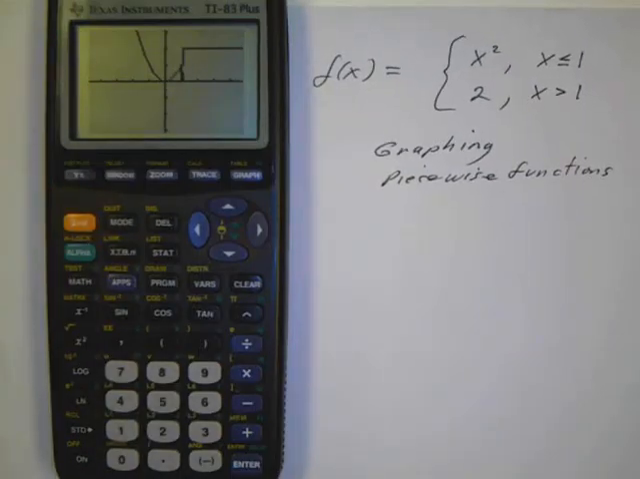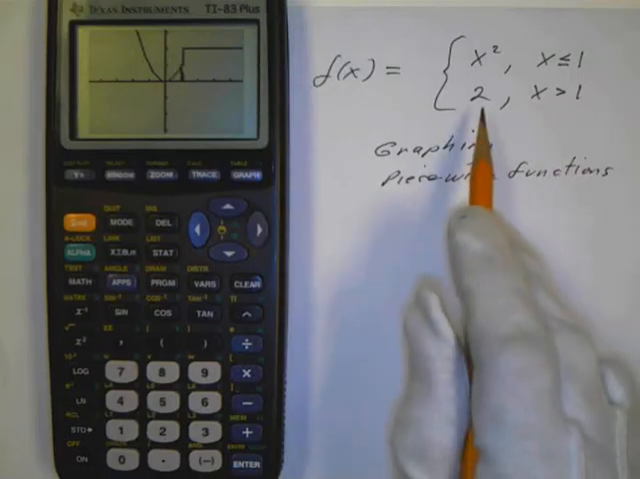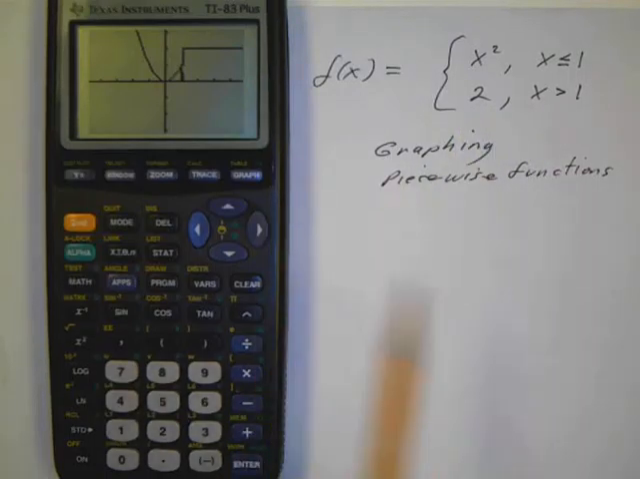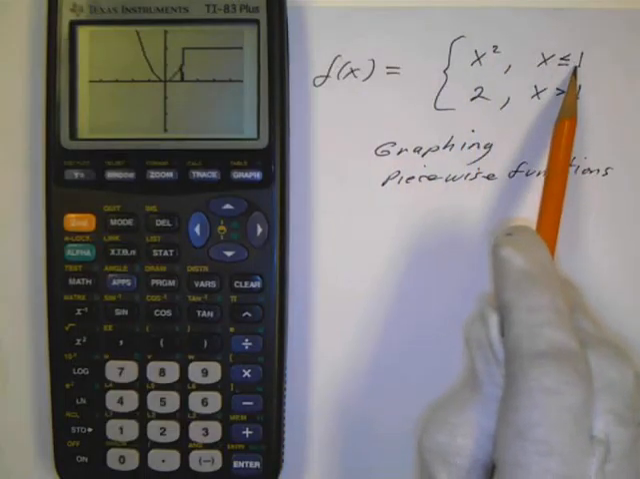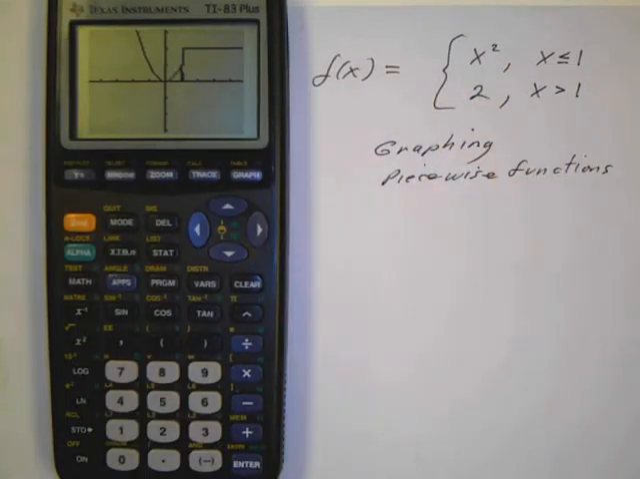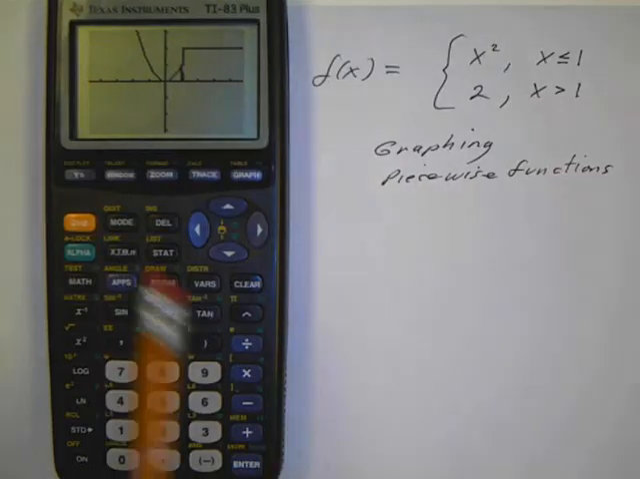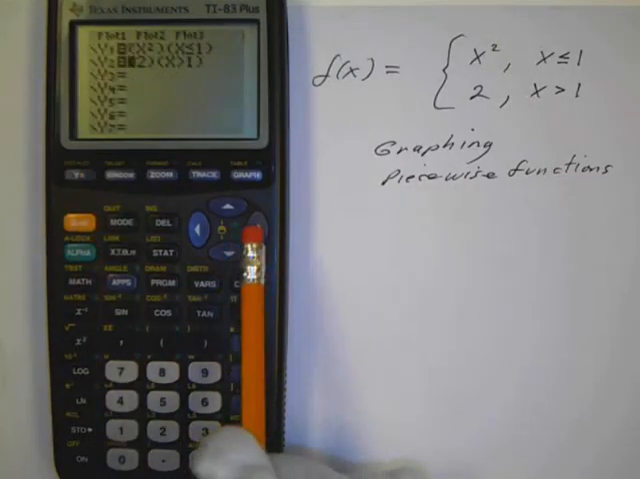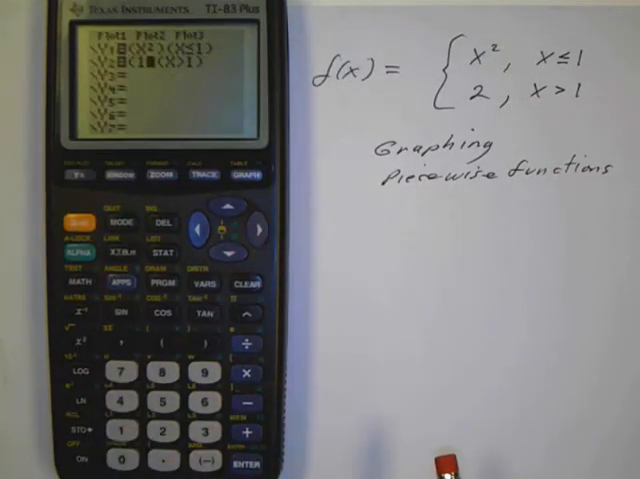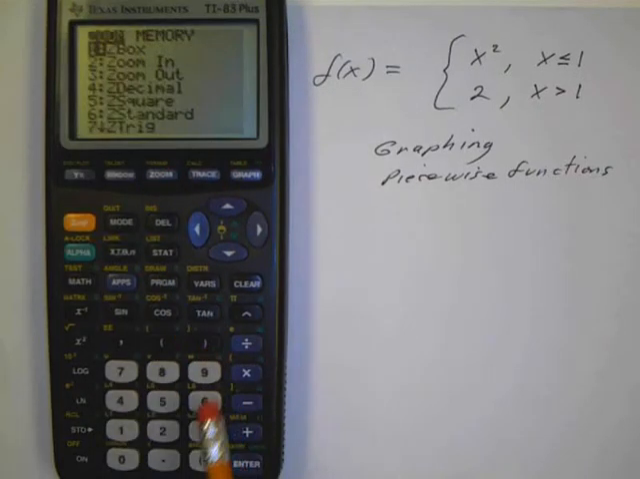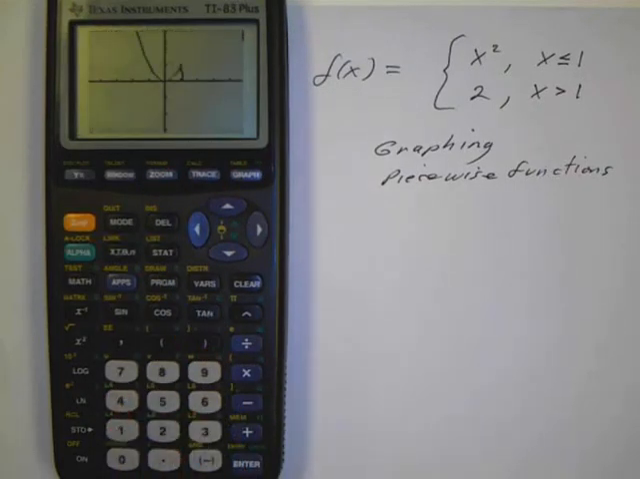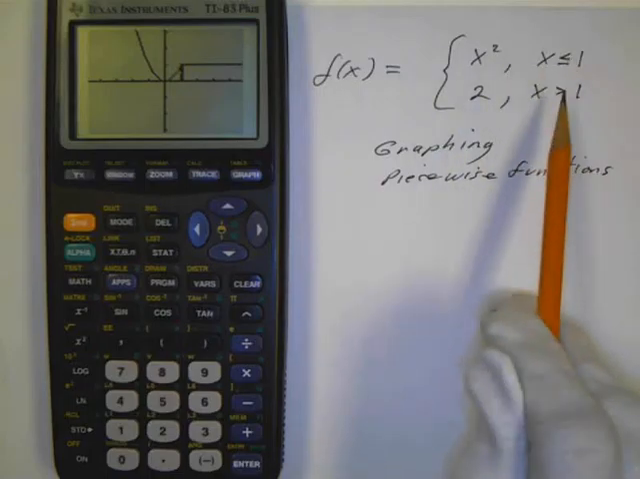Now, if we wanted to make this a continuous function, we would have to make this 1, because when x is 1, y is 1. In other words, the value of x squared when x is 1 is 1. 1 squared is 1. So if I make this 1, it's going to be a continuous function. So let's go back, change that to 1, and then graph it. And there's your parabola, and you see we're connected. So now we have a continuous function because the height at the juncture point is the same.